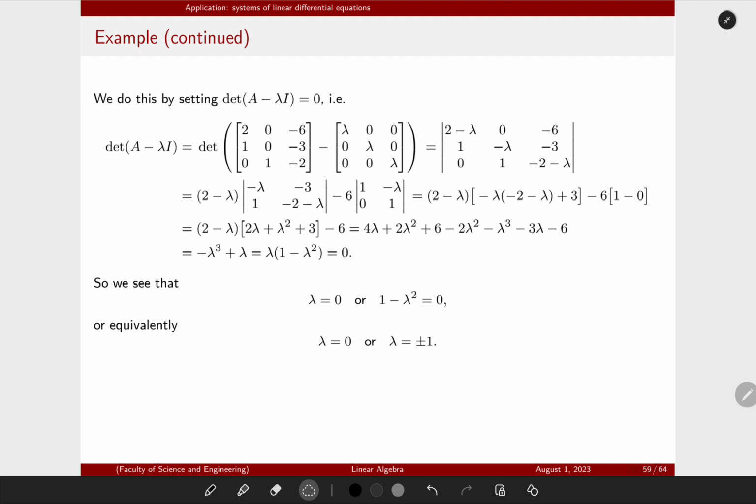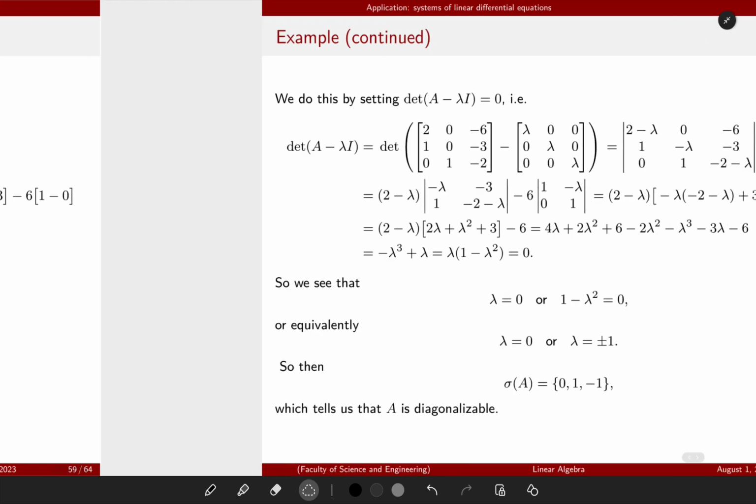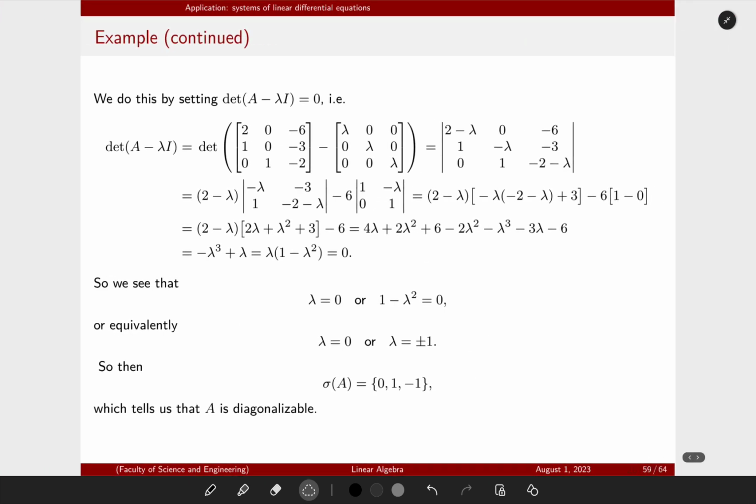As these are distinct eigenvalues, and our matrix is a 3 by 3 matrix, we have 3 distinct eigenvalues for a 3 by 3 matrix. You should recall that this implies that all of the eigenvectors are linearly independent, so our matrix is diagonalizable. Exactly, so the spectrum of A contains 3 distinct eigenvalues, so A is diagonalizable.